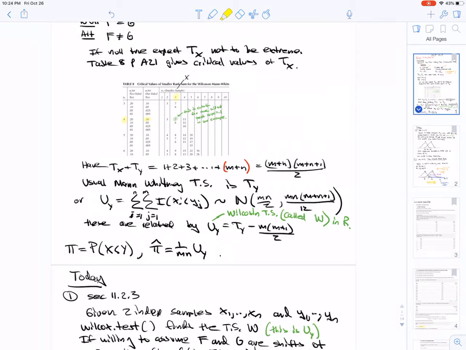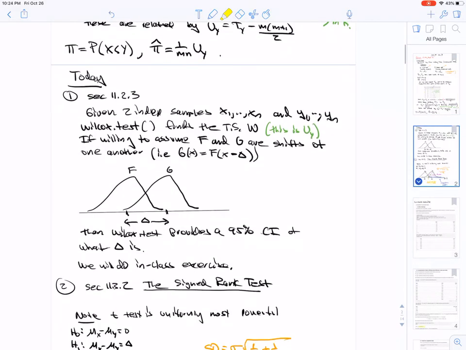And uy and ty are related by this formula here that we derived last time, and the probability that your control is less than your treatment is a parameter called pi, which is approximated by uy over mn. So today what we're going to do is see all of this good stuff in R.